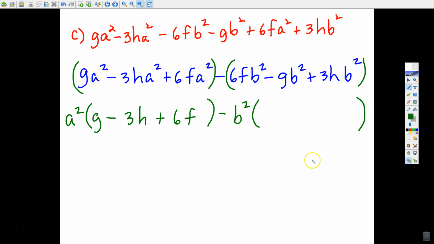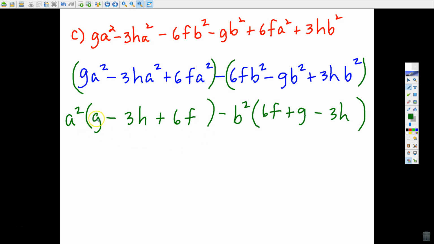And so what do I get here? Campbell? 6f plus g minus 3h. Okay, now I wanted to do this because some people might think, well, that's not the same. You know, we said earlier, if we get the same thing in the 2 parentheses, then we've done the right thing. Well, this really is the same thing. The terms are just arranged differently.